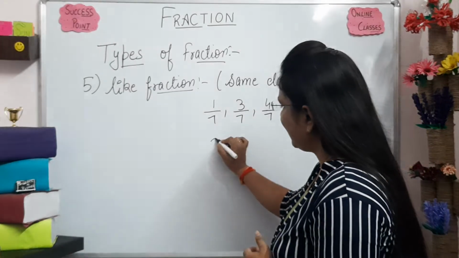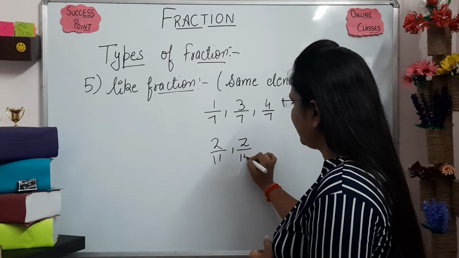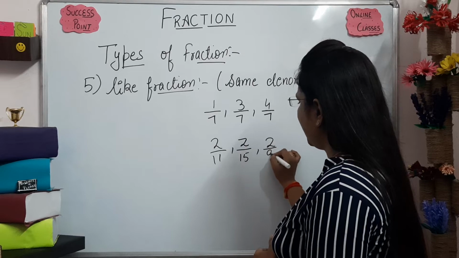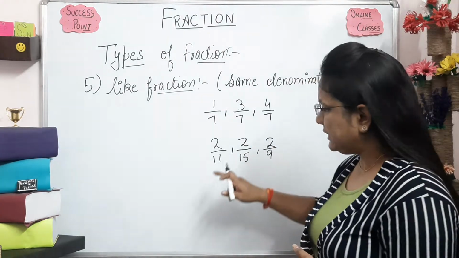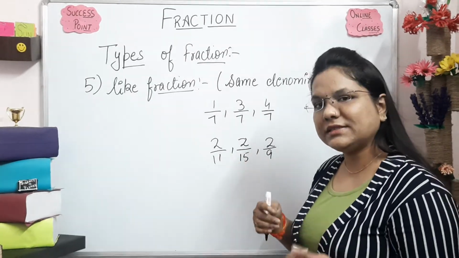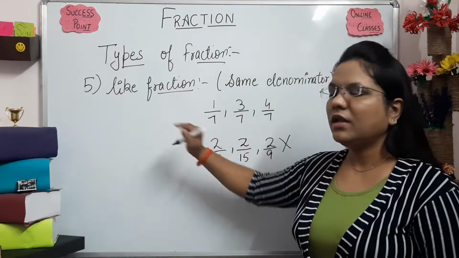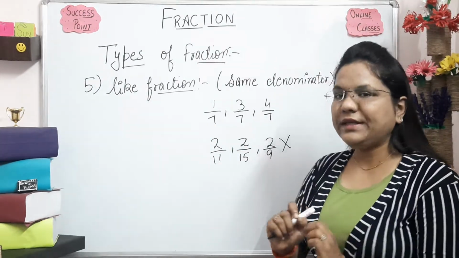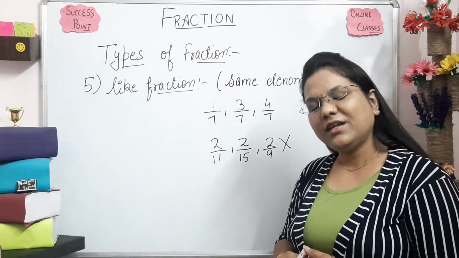Now if you get the question 2 by 11, 2 by 15, 2 by 9, can we say this is also a like fraction? The numerator is also the same. So can we say this is a like fraction? No. This is not a like fraction. Always we need the denominators to be the same. Then only can we say like fraction.